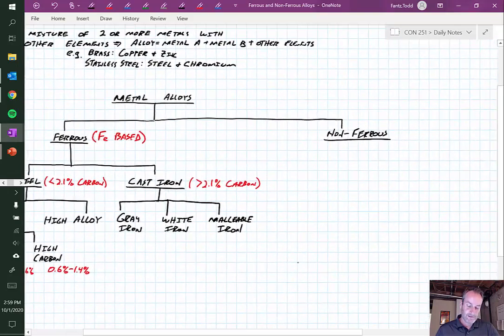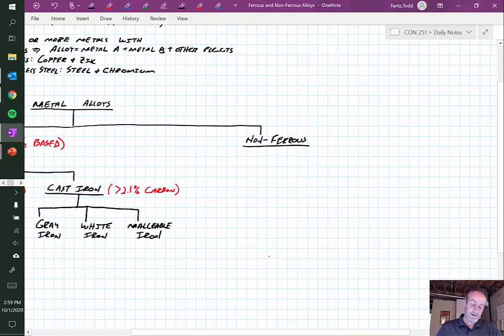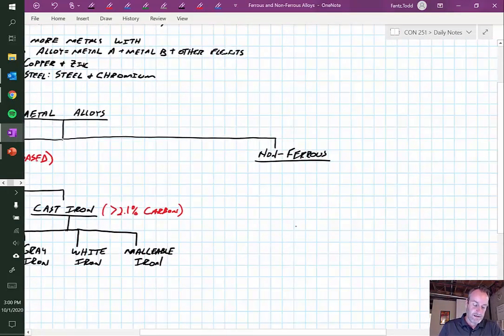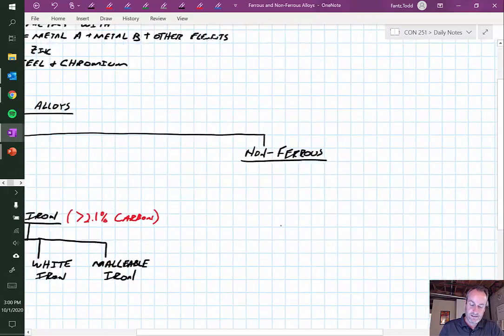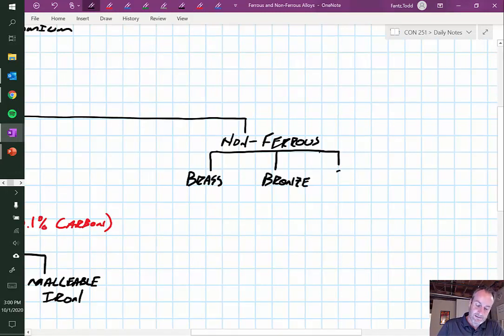Let's move over to the other side, our non-ferrous side, which is not iron based. Now we talk about non-ferrous alloys, not strictly pure metals. Pure metals can also be non-ferrous, like aluminum, which is just an element. But if we're talking about alloys, there are really three that we should be looking at: brass, bronze, and solder. Because they are alloys, they are made up of multiple elements. So brass, we have copper and zinc.